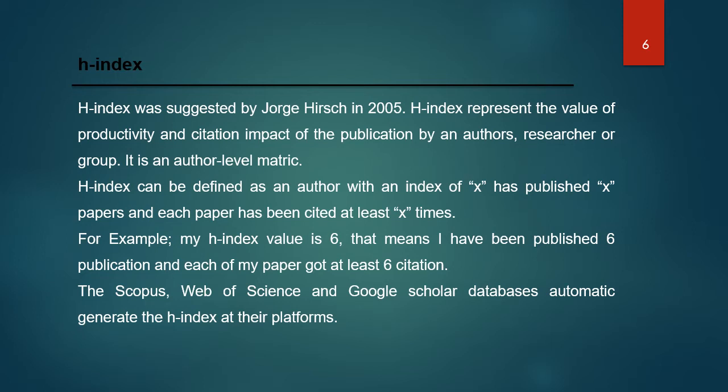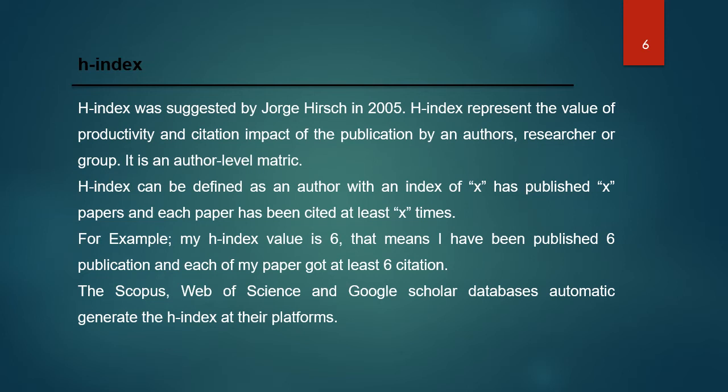It can also be defined as: an author with an index of X has published X papers, and each of those papers has been cited at least X times. With an example we can understand. Suppose I have an H index value of 6. That means I have published 6 publications and each of my papers got at least 6 citations.